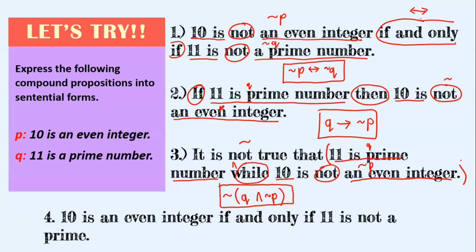Next naman, 10 is an even integer if and only if. Naka-biconditional na naman po tayo dito. And then 10 is an even, ito po yung P natin. 11 is not a prime. So naka-negate yung Q natin. So therefore, ang sagot natin for number 4 ay P, if and only if, negation ni Q.